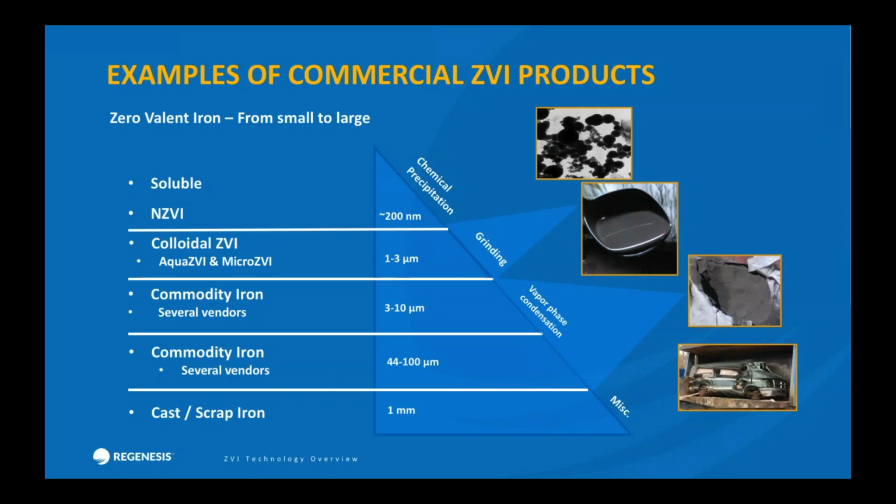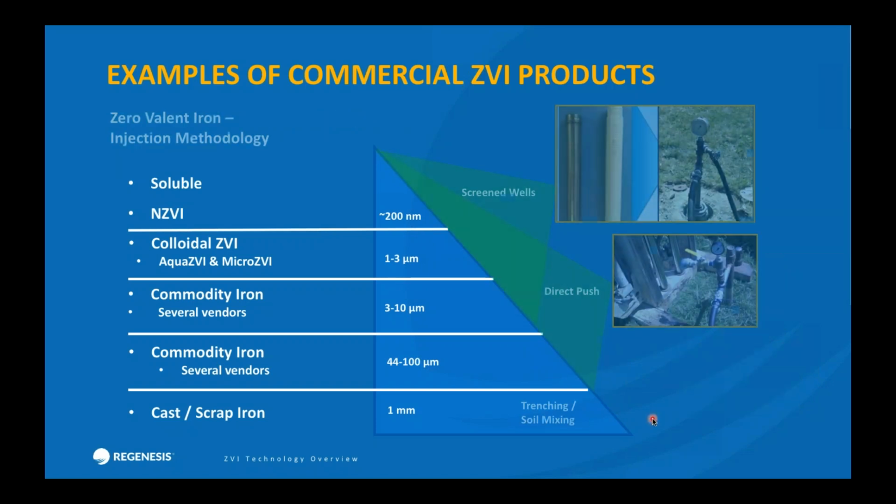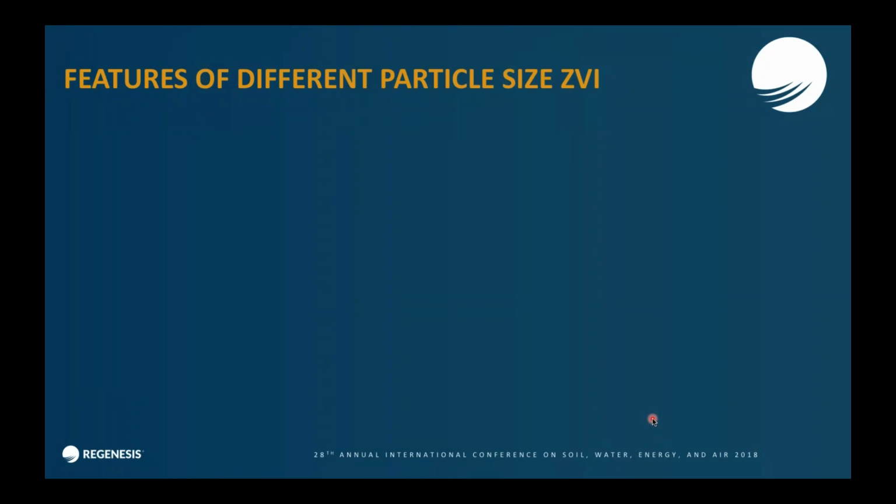Paul, could you advance the slide, please? Okay, there you go. There's some pictures. On the right, there's a screened well on the top where the nano iron can be injected. They can fit right through the slots in the screen. And then on the bottom, there's a DPT type application.